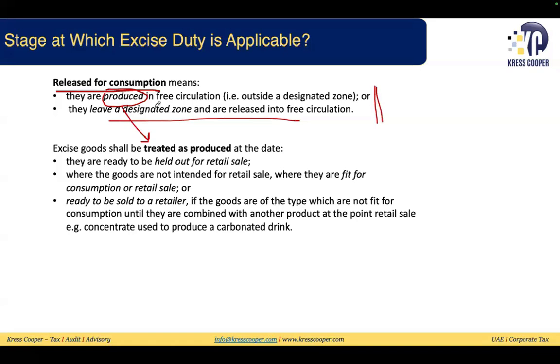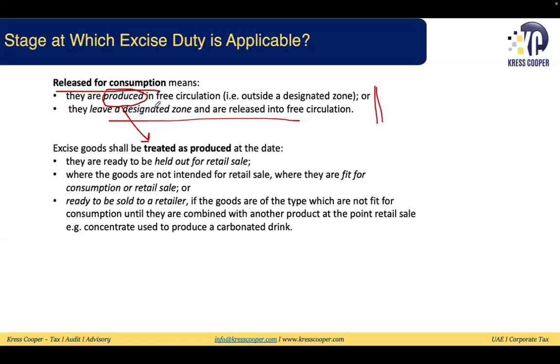When the goods are not intended for retail sale, where they are fit for consumption for retail sale, at that stage they are ready to be sold to a retailer. If the goods have been manufactured, these are ready to be sold to the retailer. The retailer will further sell it to the end user. So whatever the case, whenever excisable goods are being manufactured, the manufacturer is liable to account for the excise duty.